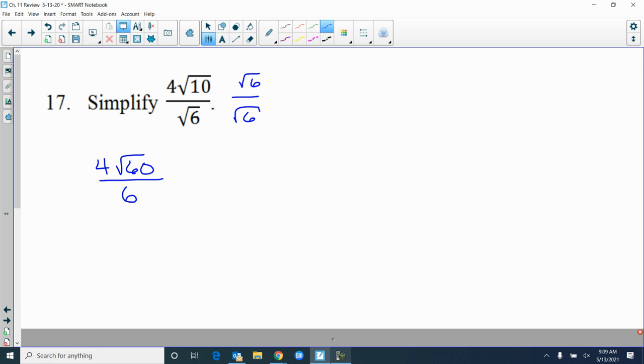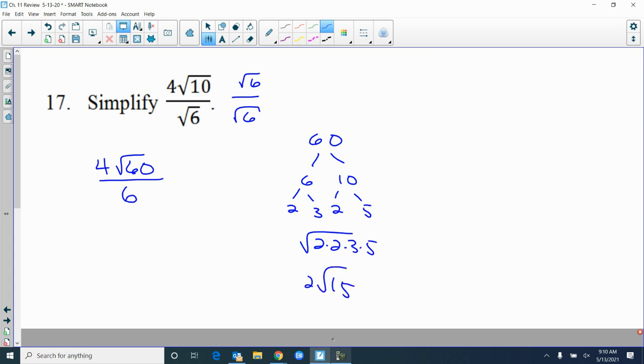Now, again, we're not done, because what do we got to do to 60? Yes. Simplify it. Now, to save a little bit of time, because you guys are getting good at this, let me do that if you haven't done it yet. It's 6 times 10. It's 2 times 3, 2 times 5. It'll be 2 times 2 times 3 times 5. 2 square root of 15. But there's already a 4 out there, right? So multiply the 2 and the 4.